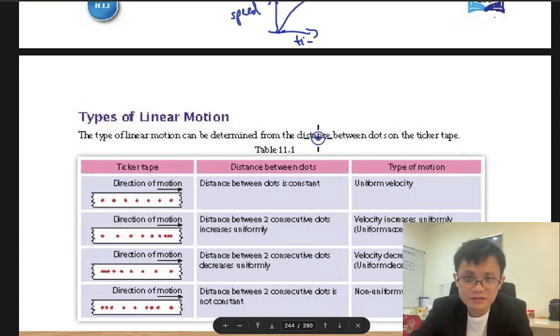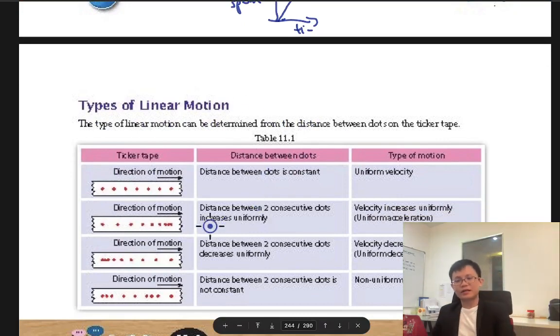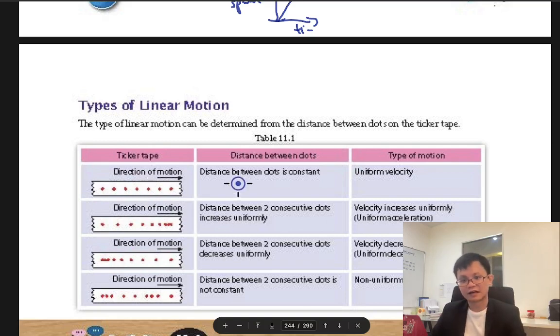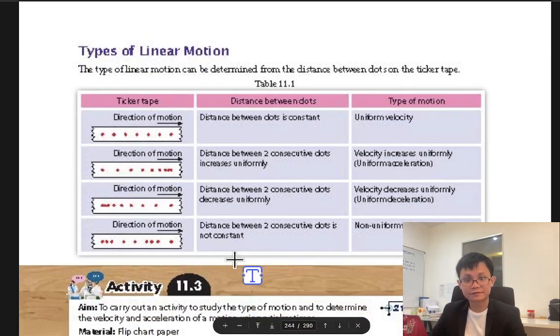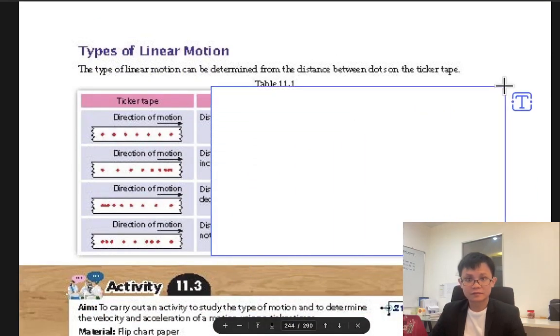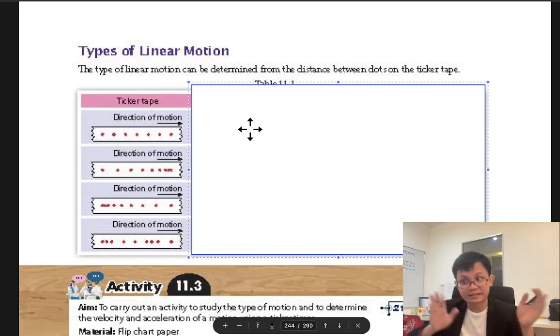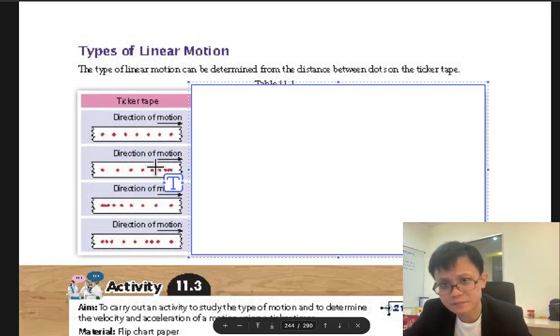The exam question might ask you, what does this mean? So I ask you, what does this mean? Let's say you are the university student, I'm the teacher. I close this part. What does this mean? Okay, this means the ticker tape at first moves at uniform speed. Okay, dot, because it's at the same speed. This one is getting faster or slower?